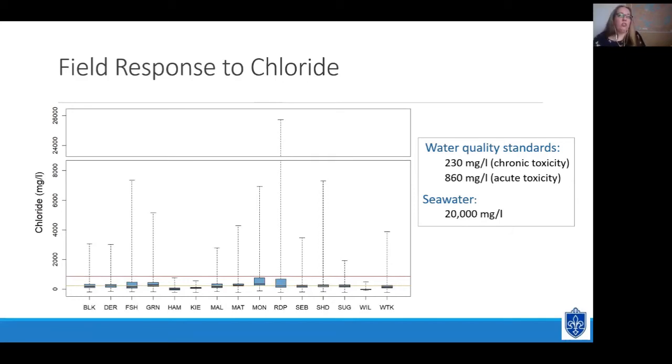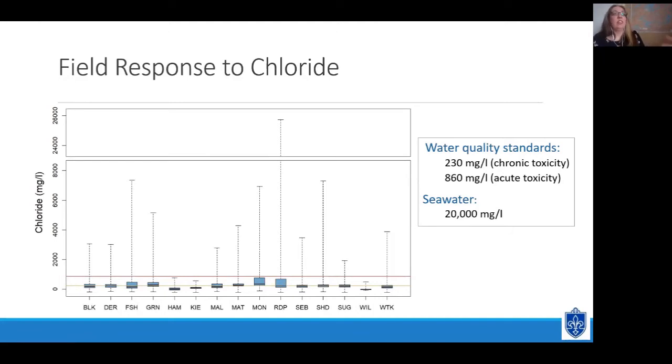So all of the sites reach above the chronic toxicity threshold, shown here, but 3 sites stayed below the acute toxicity threshold, shown here as this red line. So given all of this data, what is the best measure of chloride in this situation?